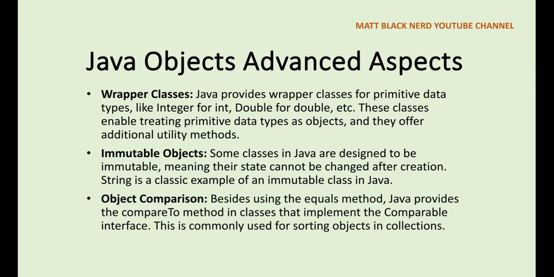Immutable objects. Some classes in Java are designed to be immutable, meaning their state cannot be changed after creation. String is a classic example of an immutable class in Java. Object comparison. Besides using the equals method, Java provides the compareTo method in classes that implement the Comparable interface. This is commonly used for sorting objects in collections.